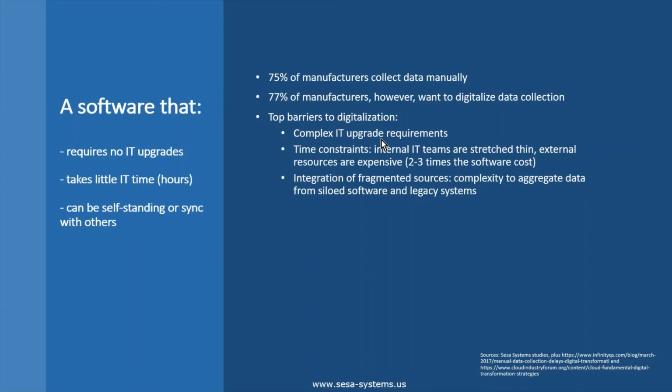Complex IT upgrades. Most software requires much more IT deployment than the one we were showing. Also, it requires time, either from the internal IT team, which is usually stretched thin, or bringing in external resources, which are expensive. I know a company that actually sells software that requires 2 to 3 times the cost of the license. And these are hidden costs, because as you need to make more requirements, they keep piling up. And then also it's difficult to integrate different, fragmented sources. So you already have a lot of different silos and software, and it may appear really complex to organize them.